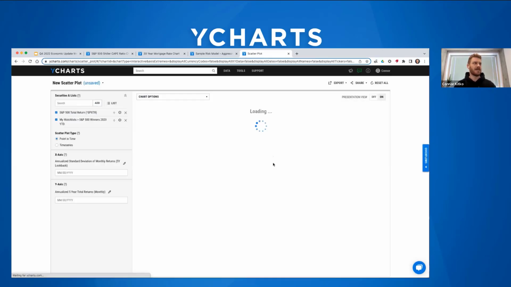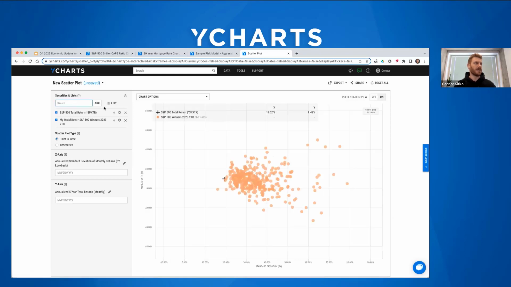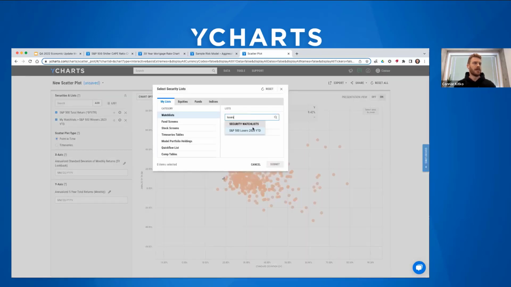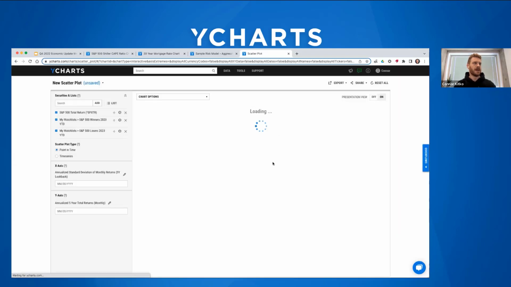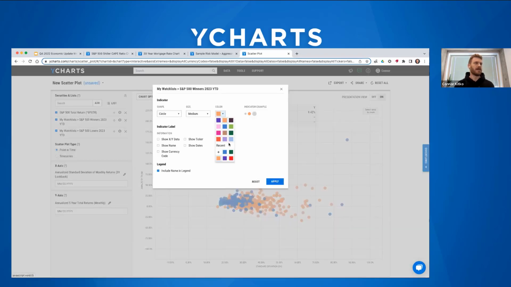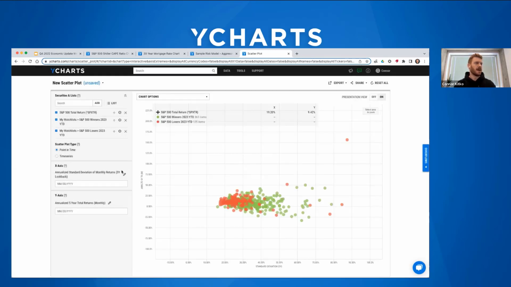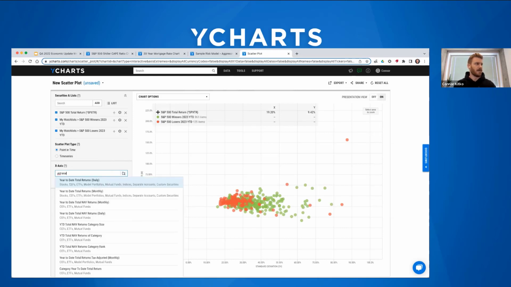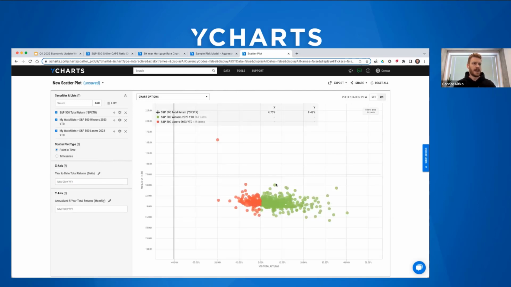And here's where I can search for this. So winners, submit. And then we'll also go losers, submit. And then here's where it gets really cool. So I'm going to click the gear icon to customize one of these. And with my winners, we're going to make them green. And my losers, we're going to make red or some kind of orange red. And then again, we need to customize these. So let's say year to date total returns. And now you get that positive negative picture here.